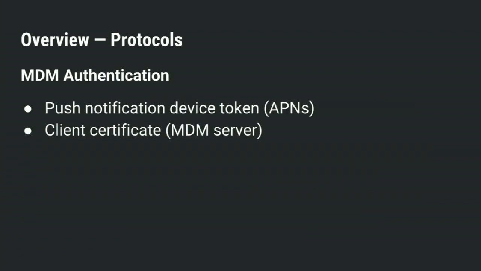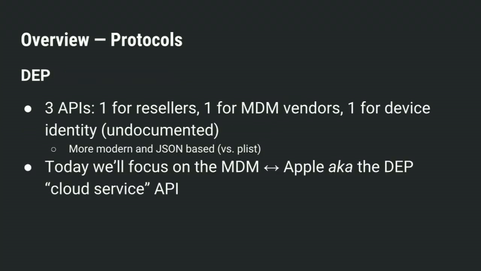Authentication works differently for each of these. So as I mentioned earlier, that client certificate issued via SCEP is used for authenticating to the MDM server. For the push notifications, that's actually done via a push notification token. We won't be going in depth on APNS today because there's already been a lot of research on that whole area. So that's why we won't be diving into that today.